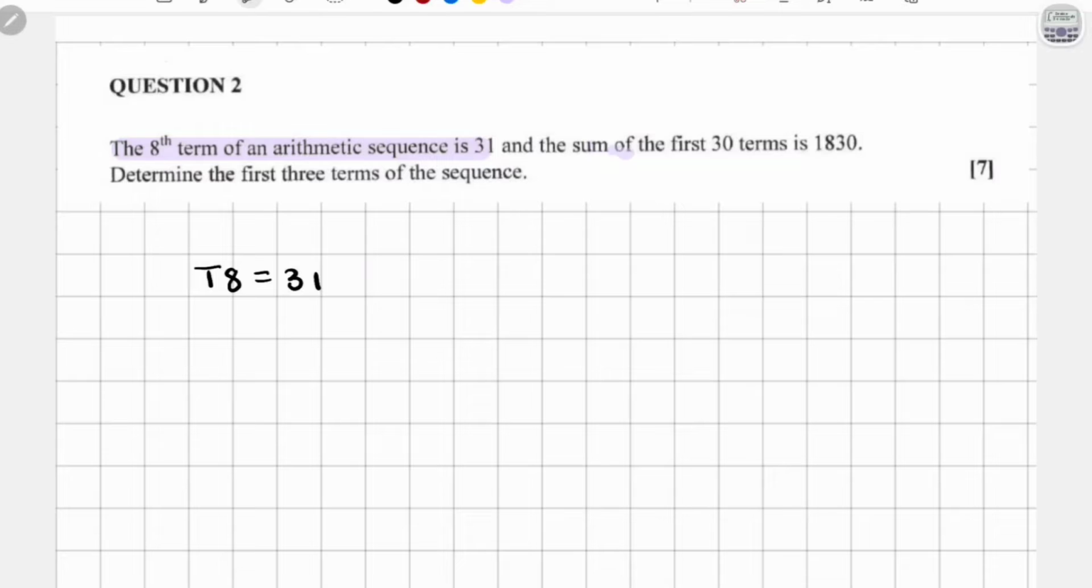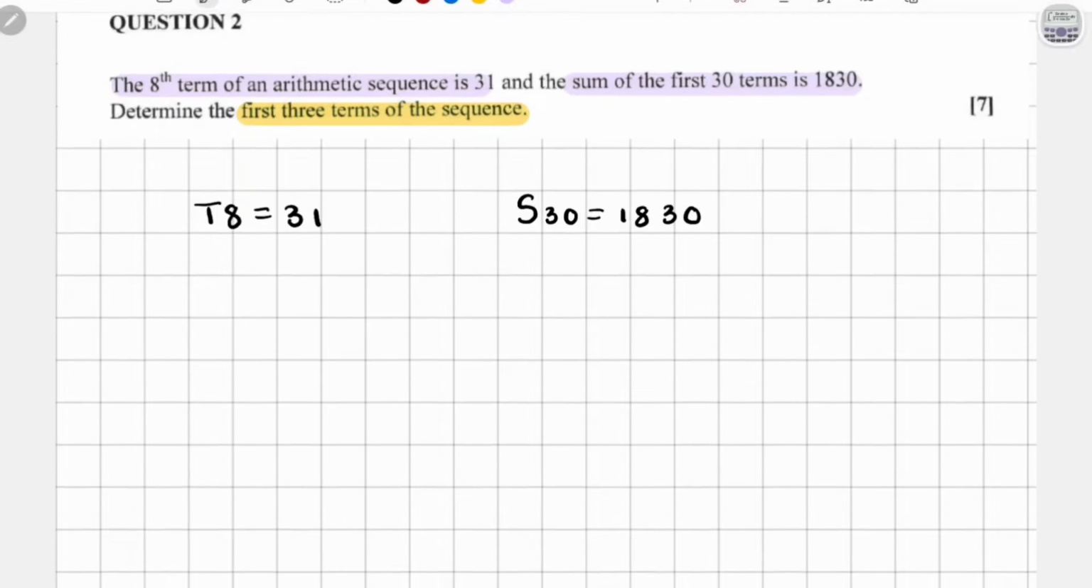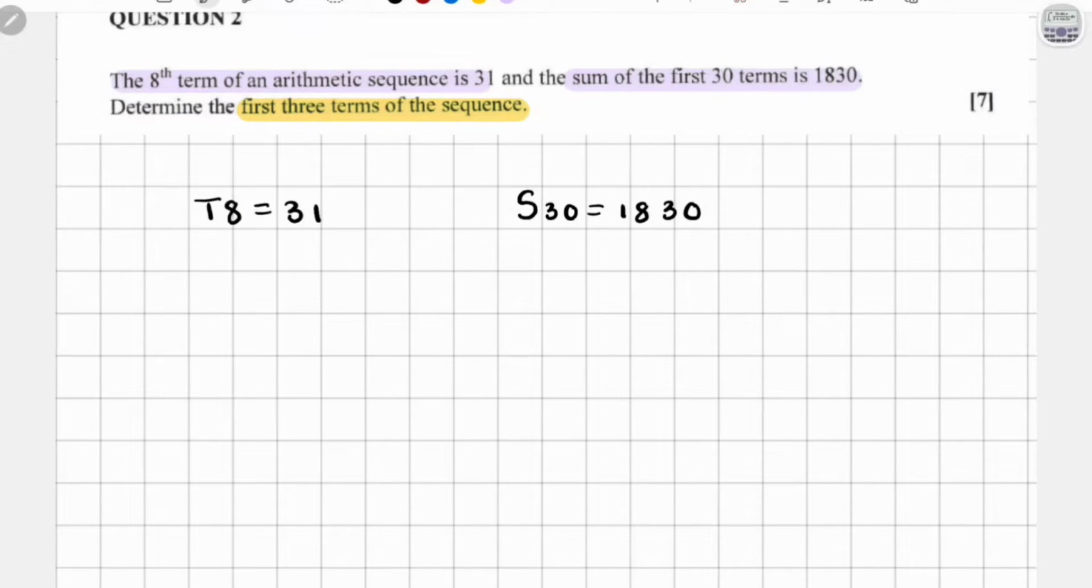And then they tell us the sum of the first 30 terms is 1,830. So the sum of the first 30 terms, that is the sum of 30 terms, is equal to 1,830. Okay, the question is for us to determine the first 3 terms of the sequence. So let's think about that. How do you find the first 3 terms of the sequence?